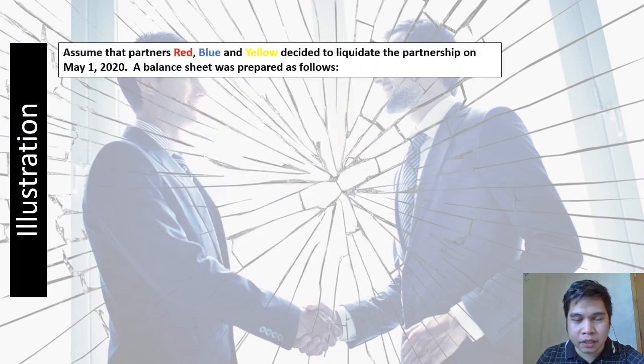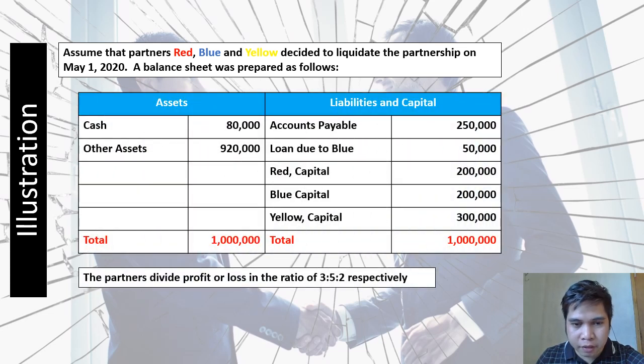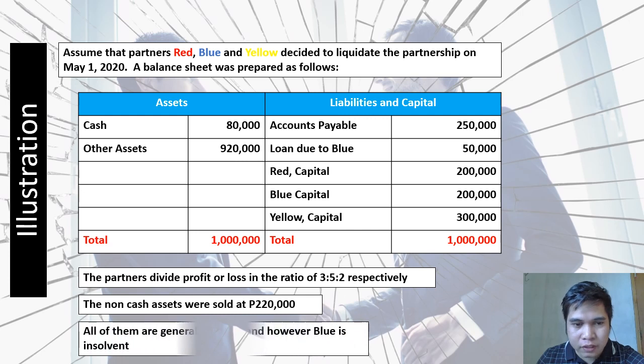So, same lang natin yung ating problem. Ayan po yung ating balance sheet. Then, the partners divide profit and loss in the ratio of 3:5:2 respectively. 30% kay red, 50% kay blue, 20% kay yellow. Then, the non-cash assets were sold at 220,000 pesos. Then, all of them are general partners. However, blue is insolvent. Okay, so let's prepare the statement of partnership liquidation.